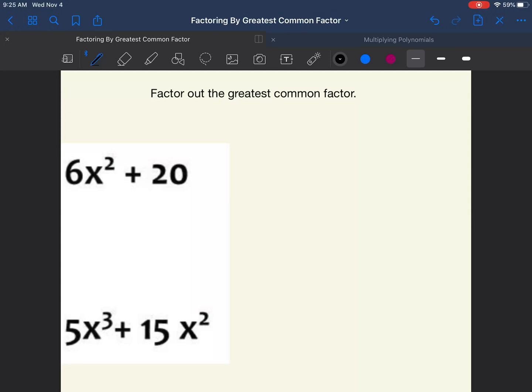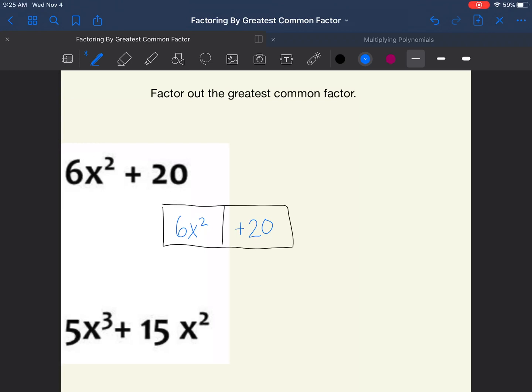All right, so in this video, our directions are to factor out the greatest common factor. So in order to do that, what I'm going to do is draw a box. And in this case, I just have two terms, so I just need two areas. And I'm going to put inside my box 6x squared plus 20.